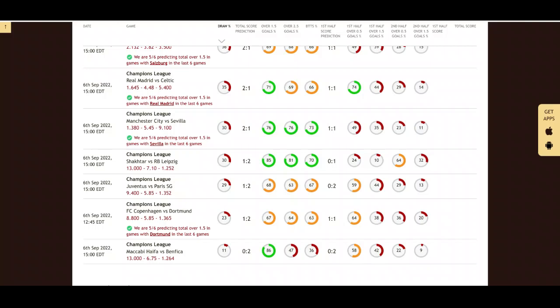And then we've got our last two games on Tuesday. We've got Dortmund taking on Copenhagen, and we've got Benfica taking on Maccabi Haifa. I think those two picks stand alone or speak for themselves. I like Dortmund to win that game against Copenhagen, and I like Benfica to beat Haifa. I think this Benfica team is really good and one to keep your eye on, not necessarily to win the competition, but to do very well in their group.